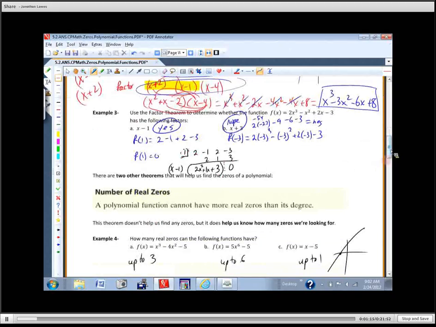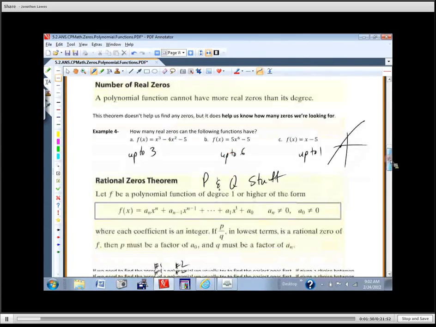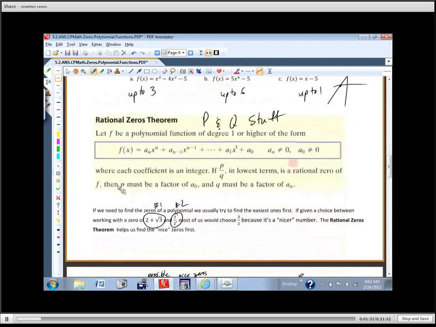It talks about how many real zeros we're looking for. So if you've got a degree 3 polynomial, there could be up to 3 real zeros. If you've got a degree 6, there could be up to 6 real zeros. Okay? So we went through those, and then we had this ugly mess right here. It shows this polynomial, where a sub n is not equal to 0, a sub 0 is not equal to 0, all that sort of stuff.